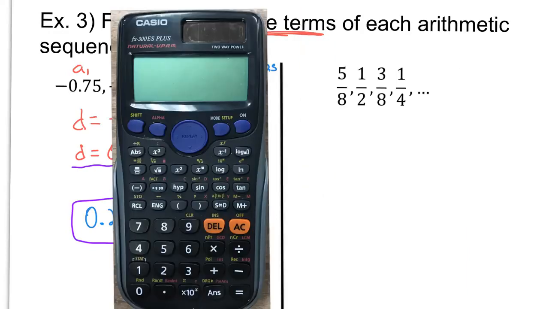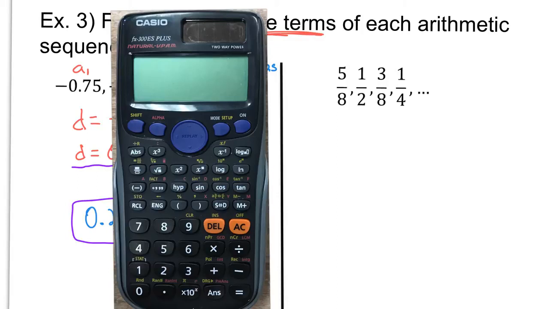Now in fractions, it's a little bit hard to see what's going on here, so you guys can use a calculator and just find out what is the common difference, a pattern. Now some of you guys already know what's happening here, but with the calculator, you guys can also find out the pattern. Now let me show you guys with fractions.